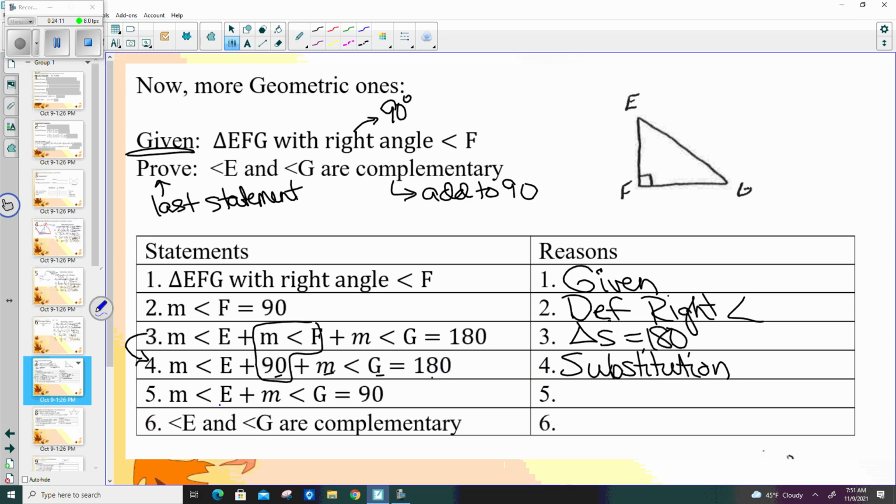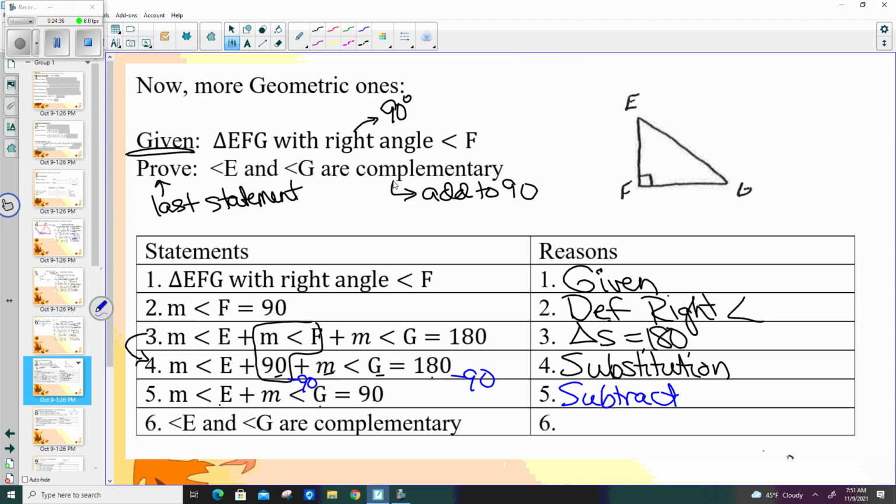Now I have E plus G is 90. We subtract. What did we subtract? Subtracted the 90 from both sides. That's our subtraction. So again, I didn't actually write out what I was doing. I just did the subtraction and told you what was left. We subtracted that 90 off of both sides.